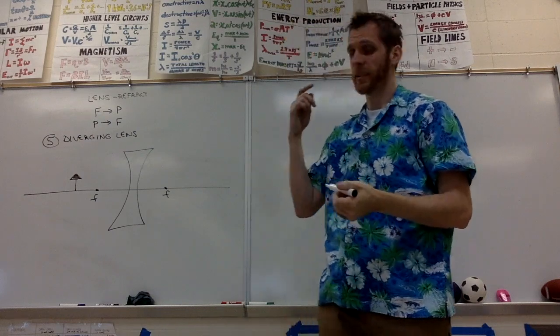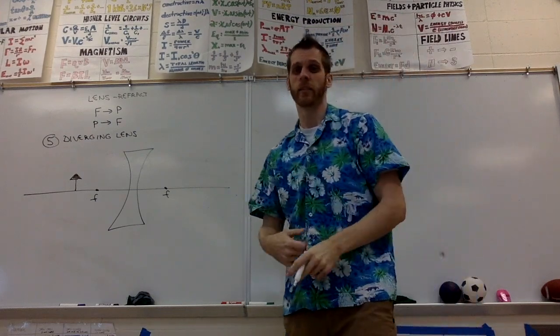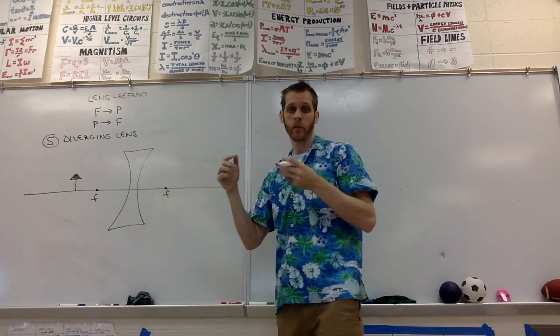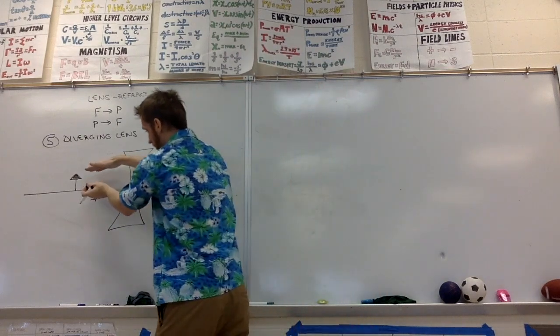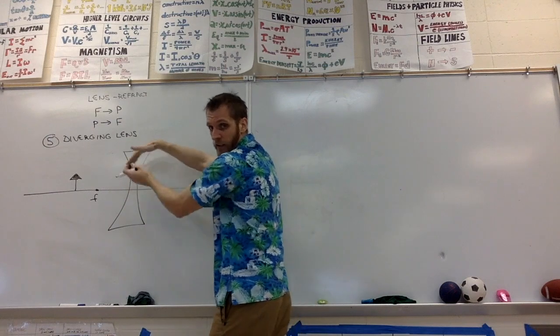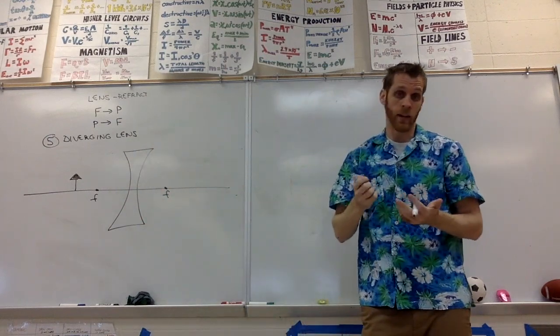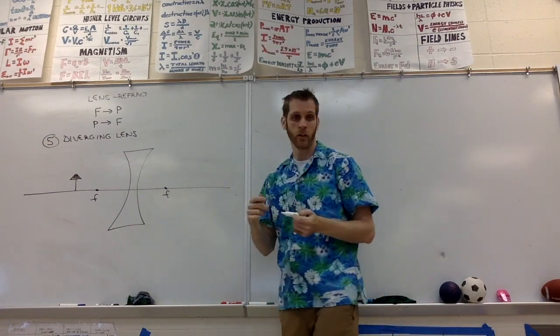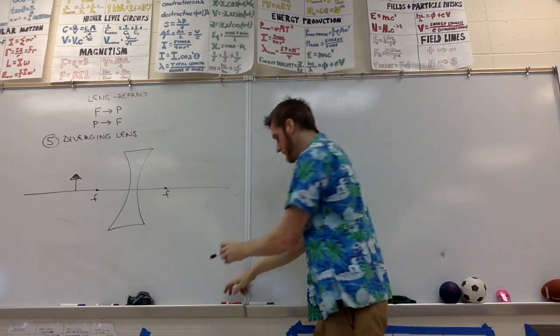Alright, next case number 5, is a diverging lens. Diverging lenses happen when they're thinner in the middle than they are on the outside, which means when light hits it, it actually doesn't bend in, it refracts outwards. So it diverges the light instead of converging to a point. So let's do our ray diagram to figure out what this image looks like.